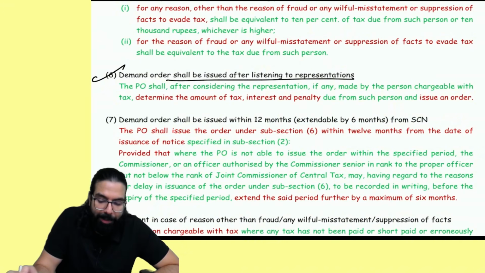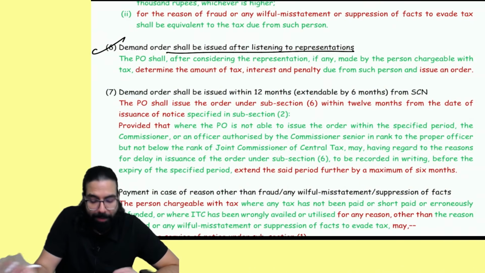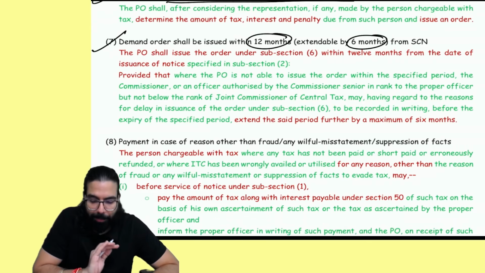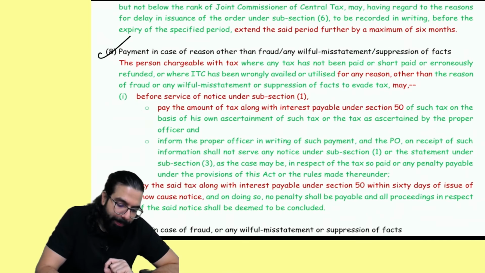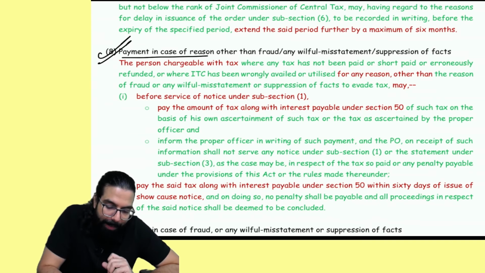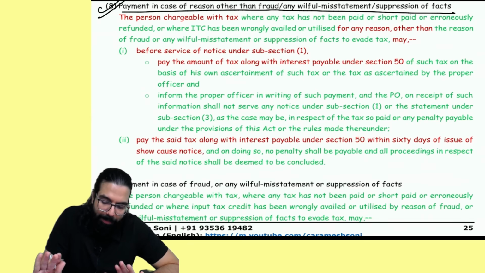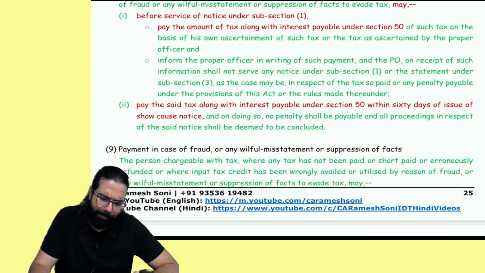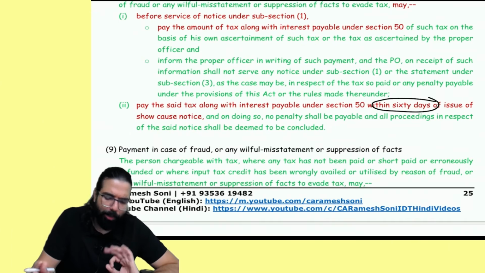Demand order, sir, it will be issued. Yes, the demand order is issued after the representation is taken. The time limit for the demand order is 12 months, further extendable by 6 months. I've already told you. Sir, if a person makes the payment, can there be a reduction? Here it is told: payment in case of reasons other than fraud, etc. Always remember the one penalty which is being told, 10% or 10,000, whichever is higher. You can make the payment within 60 days also.